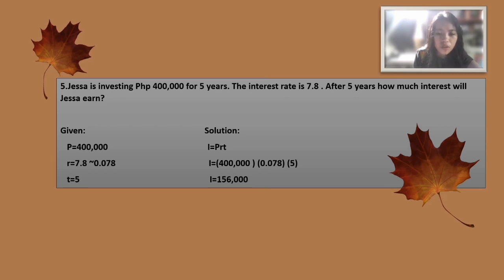In the solution, since I is unknown, the formula that we are going to use is I equals P times R times T. So 400,000 pesos times 0.078 times 5 equals 156,000 pesos.